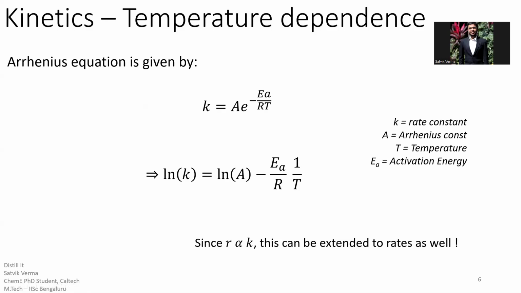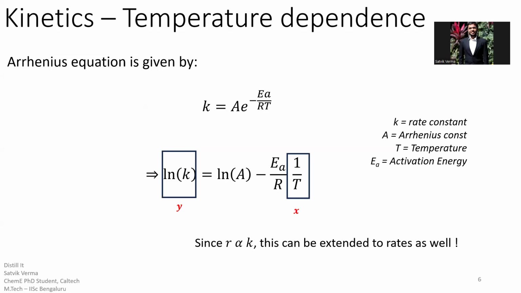But if we take a natural logarithm of k, you will get ln k is equal to ln A minus Ea by R into 1 by T. So you see ln k can be considered as y and 1 by T can be considered as x. So now it is again y equals beta naught, which is ln A, plus beta 1 x. So beta 1 is minus Ea by R. And you can definitely get the values of these constants from your model.